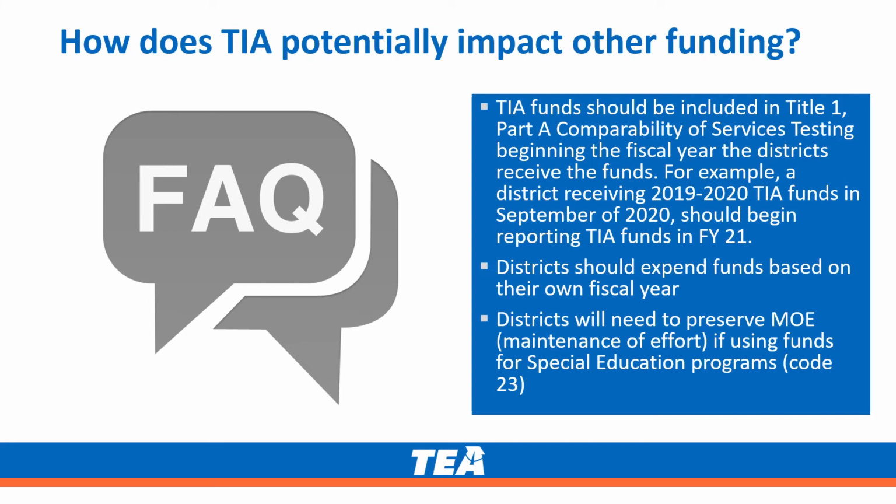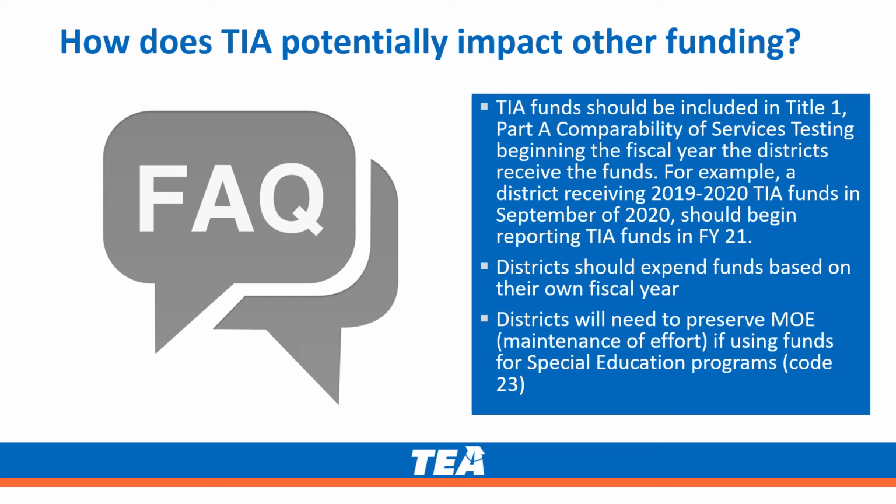Another frequently asked question is, how does TIA potentially impact other funding? TIA funds should be included in Title I, Part A comparability of services testing beginning the fiscal year the districts receive the funds. For example, a district receiving 1920 TIA funds in September of 2020 should be reporting TIA funds in FY21. Districts should also expend funds based on their own fiscal year.